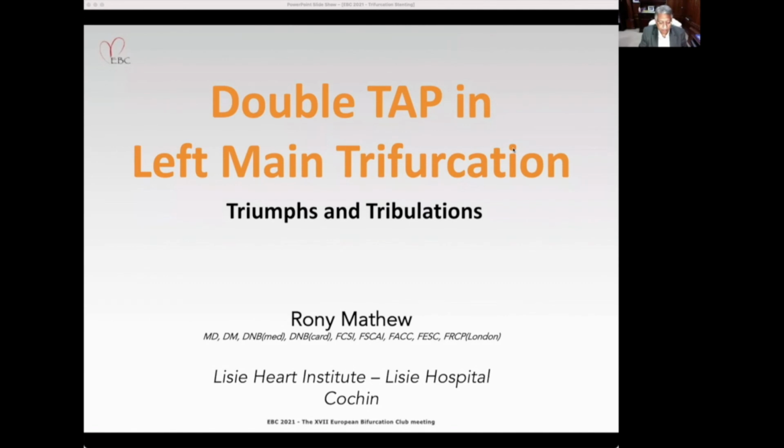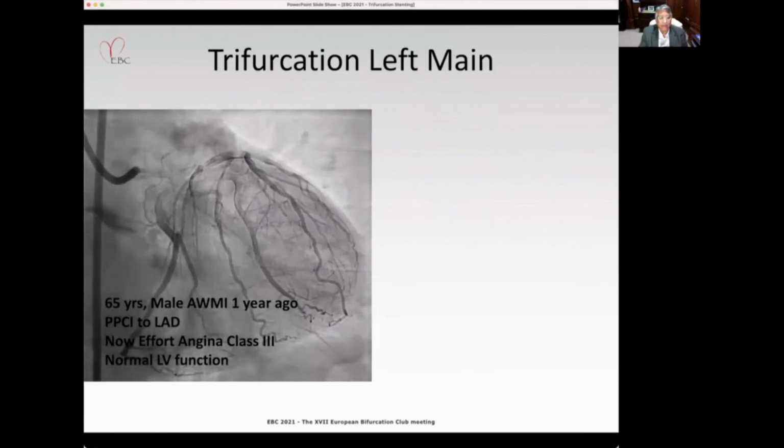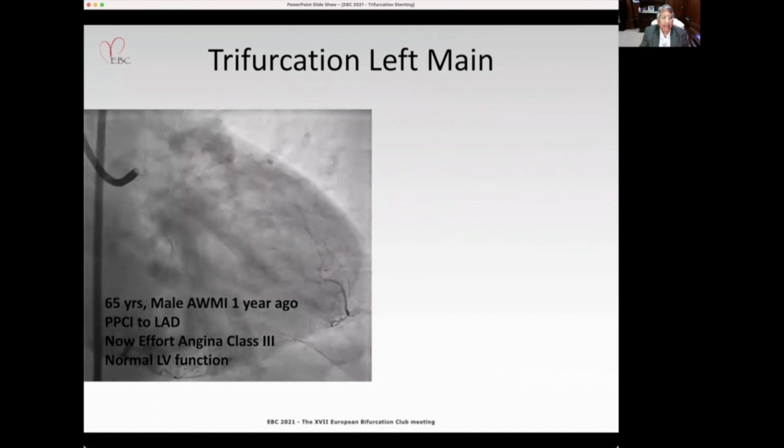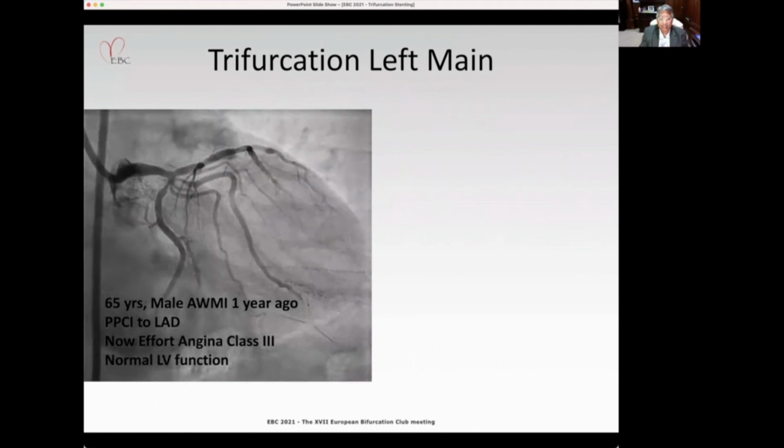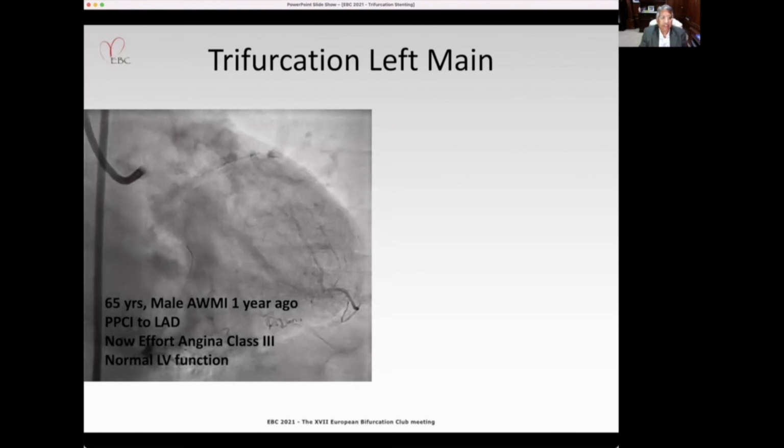Thank you for the invitation to present at the EBC 2021. The title of my presentation today is A Double Tap in Left Main Trifurcation, Triumphs and Tribulations. This is my patient, a 65-year-old gentleman with an anterior wall MI 1 year back who underwent a primary angioplasty with a stent to the proximal LAD. And now he presents with effort angina.